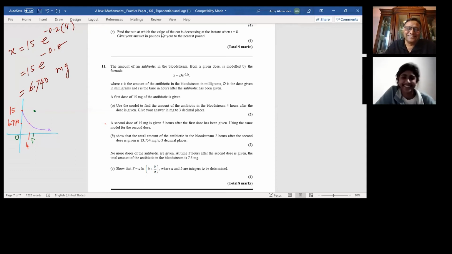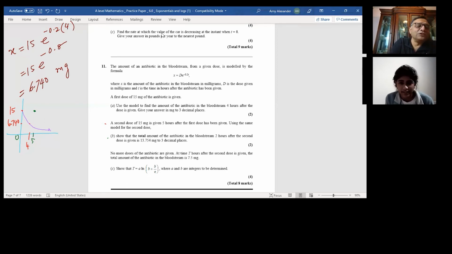Okay, so again, read it. Oh, so it's got nothing to do with part A. You know how usually part B and A are related? Yes, part B is independent. First dose was given 15 milligrams. That is important. Now part B, please read again. Okay. Apparently I have to read it like 5 times. So a second dose of 15 milligrams is given 5 hours after the first dose has been given. First dose, yes, which was 15. So using the same model for the second dose, show that the total is that.